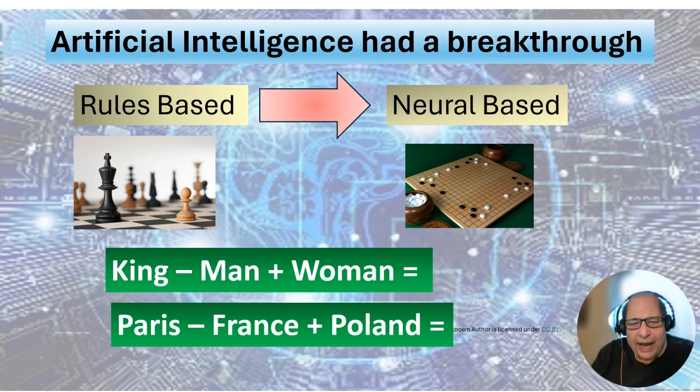So how would you do that? Well, what they did was they told the computers to watch how Go players play the game. And they watched it thousands and thousands and thousands of times. And based on that, it was able to develop a strategy to beat the Go players. And that is called neural-based learning.